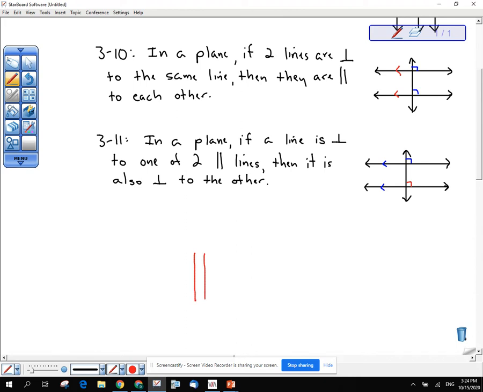Okay, A is parallel to B. So here's A and B. They're parallel. B is parallel to C. Okay, well, that'd be another line.